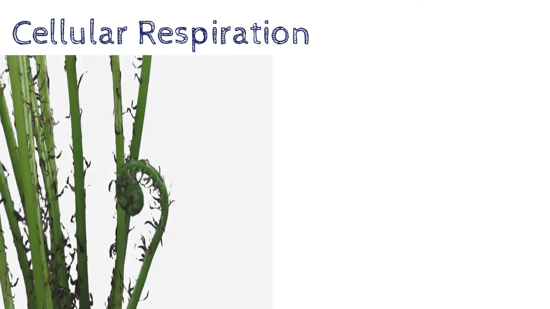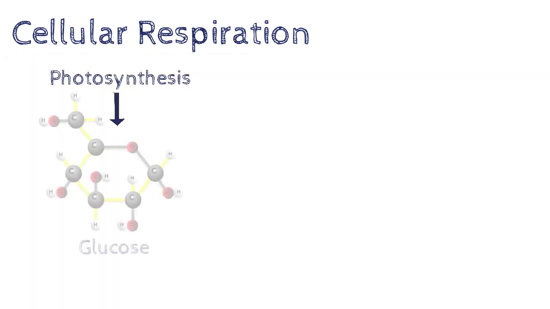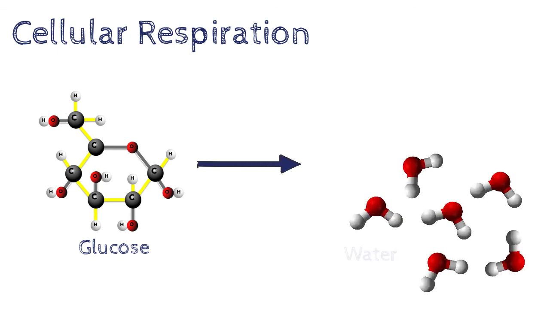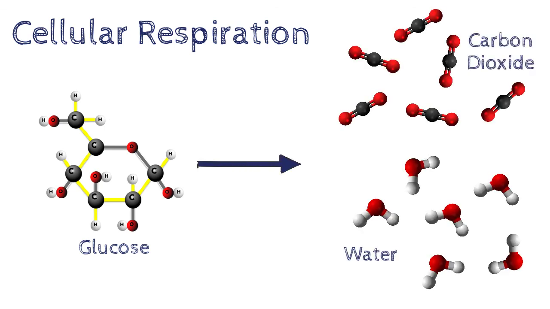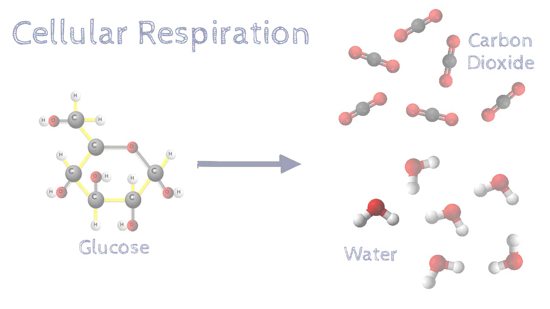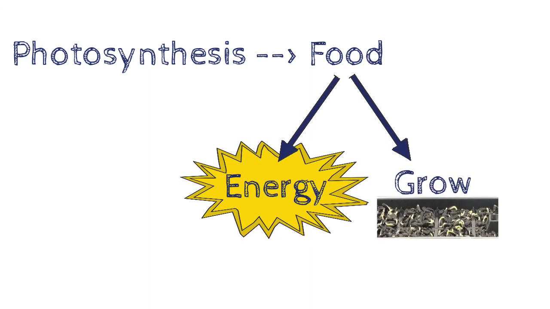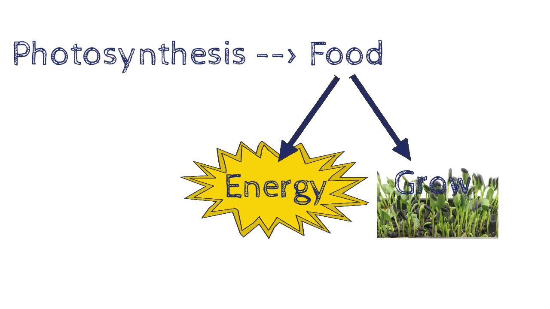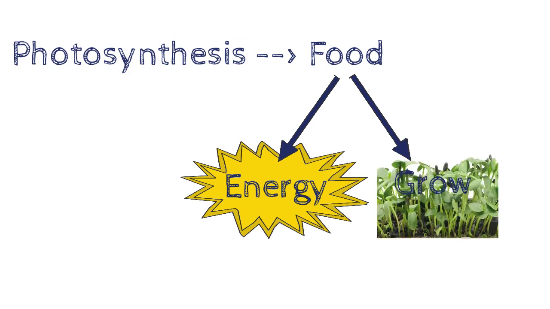In order to stay alive, plants need energy. During photosynthesis, plants store energy in the bonds of glucose molecules. When the plant cells need energy, they break down glucose into water and carbon dioxide through the process of cellular respiration. So now we know that plants do photosynthesis to make their own food. The food can be used for energy or so the plant can grow. So next time you see a plant, think of all of the things that it's doing that you cannot see just to stay alive.